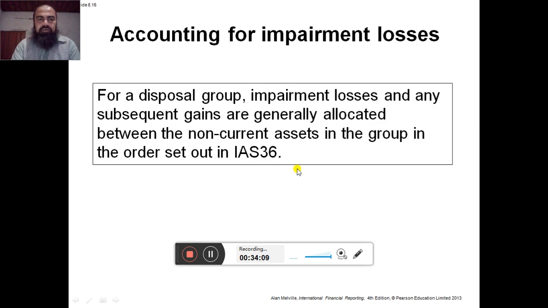So now, continuing with the previous topic, accounting for impairment losses for a disposal group: impairment losses and any subsequent gains are generally allocated between the non-current assets in the group in the order set out in IAS 36.